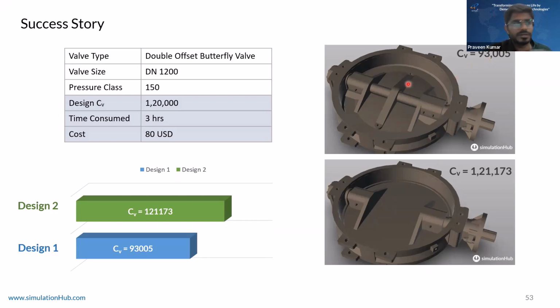They worked out a few design changes, and we needed to take care of the strength regulations as well, right? There are some design standards which act as a constraint to the flow or design changes. So we worked out a few design options, and we were able to achieve the required target CV within a time span of 3 hours and an approximate cost of $80. So the design optimization problem is done. That was a very good success story with the client.